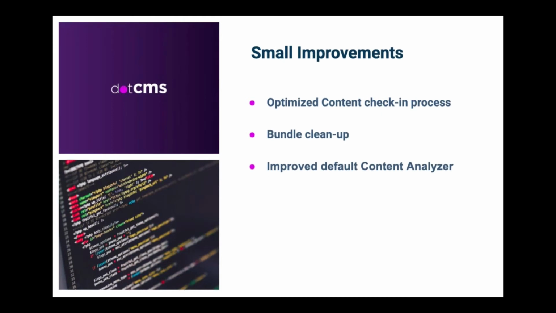We've also made a number of small improvements in this new release. We've done things like optimize the content check-in process. Content that's checked in that runs through 3 or 4 different workflow actions would need to be re-indexed 3 or 4 times. And now that all gets lumped into a single re-index, which makes the content saving much faster.